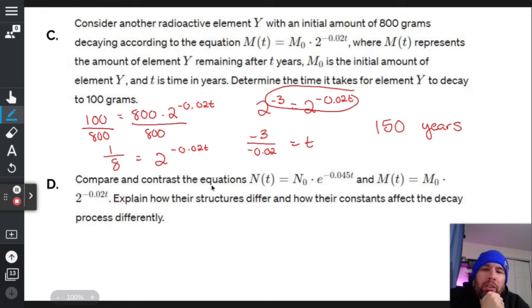Compare and contrast the equations from the first slide and this second slide. Explain how their structure is different and how their constants affect the decay process differently. Well, 2 or e is slightly bigger than 2. e is 2.718. So you're going to see this change in a faster way. So element X is going to decay at a much faster rate than element Y.